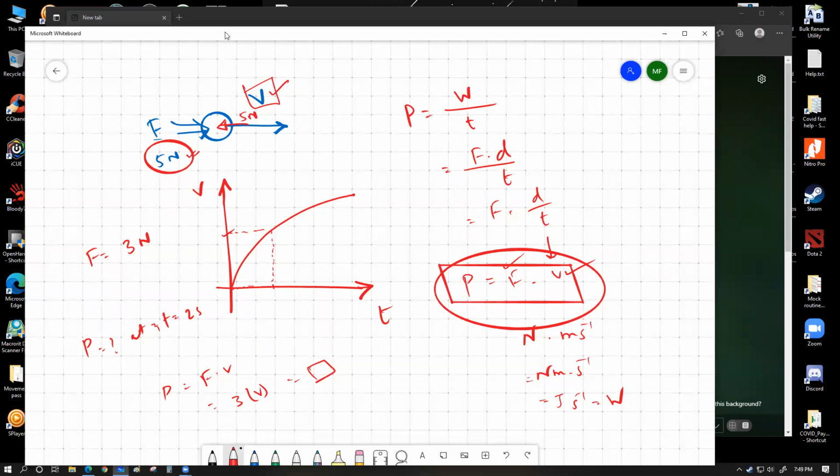So if we have situations with graphs, this equation P equals FV can also be used to find out the instantaneous power requirement for a certain accelerating motion. So that's also possible. It's not very common, but not impossible. It is possible that we can calculate the instantaneous power.